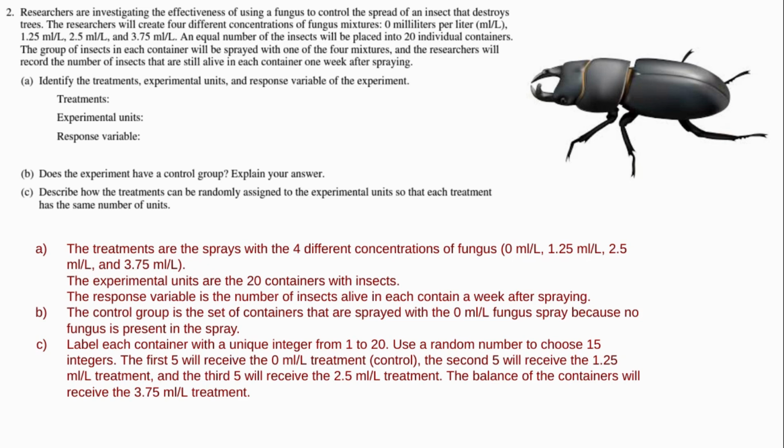That's the control. The second 5 are going to receive the 1.25 milliliters per liter treatment. The third 5 are going to receive the 2.5 milliliters per liter treatment, and you got 5 left over, and they have been effectively randomly chosen to receive the 3.75 milliliter per liter treatment.